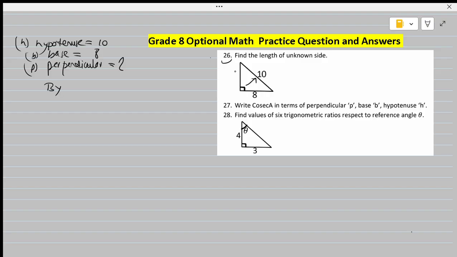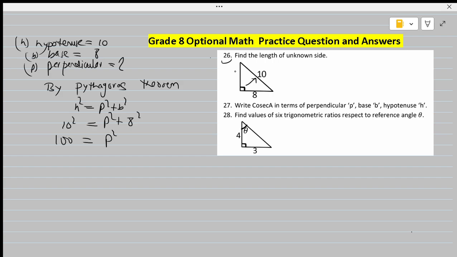And then now we use Pythagoras theorem. So we say here, by Pythagoras theorem, H square equal to P square plus B square. So hypotenuse we do have here 10, perpendicular we need to find, base we do have 8. So 10 square 100, P square plus 8 square 64. So let's bring 64 on the left side, equal to P square. So subtracting we get 36 and a square root of 6, is it? So therefore perpendicular is 6 units. Done. So length of the unknown side is 6 units, is it?